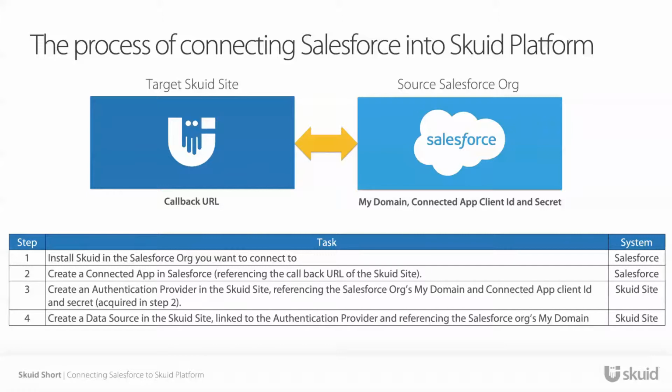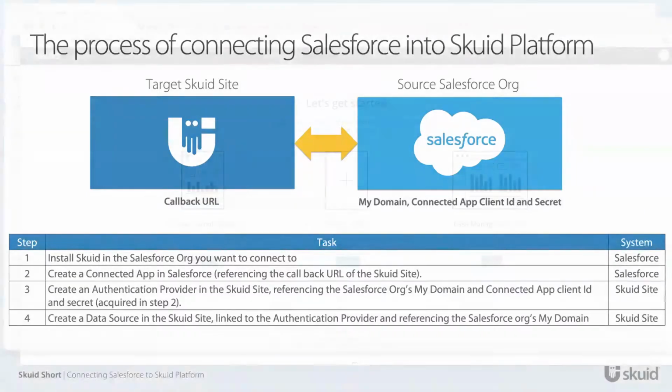In step 3 of the process, back in our Skuid Platform site, we'll then create an authentication provider referencing the Salesforce org's My Domain and the connected app's client ID and secret. Then in the 4th step, we'll create a data source linking to the authentication provider and again referencing the Salesforce org's My Domain. Let's now move on to a demo to see this in action.